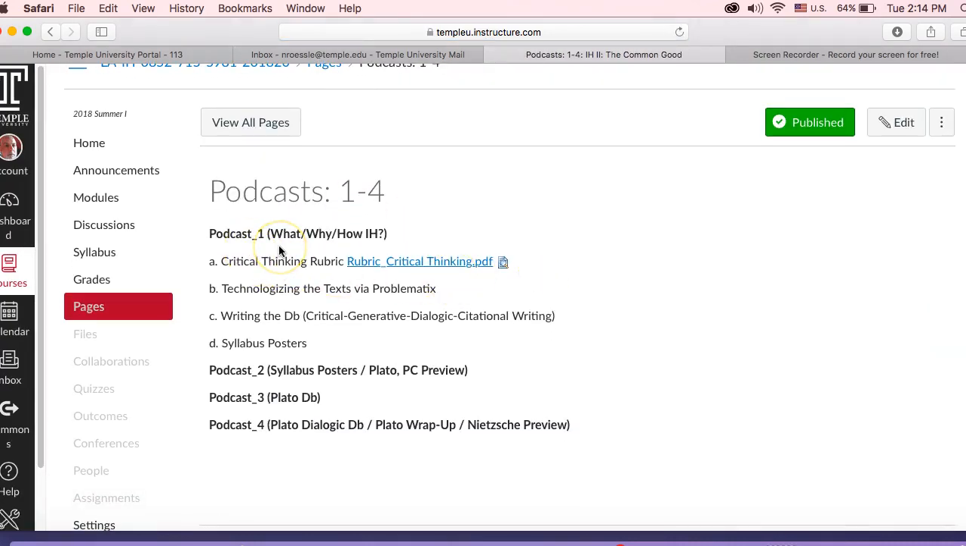Podcast one is what, why, how. And we have four elements that want to be covered: critical thinking through the critical thinking rubric, technologizing the text via categories or problematics, writing the discussion board according to the critical thinking grid, and then looking at the syllabus posters. So let's get right to it.